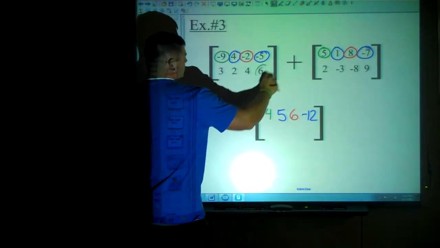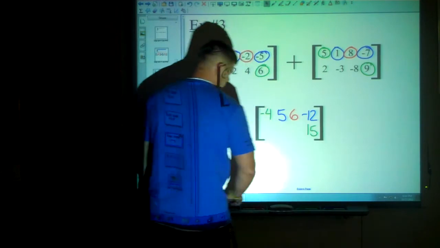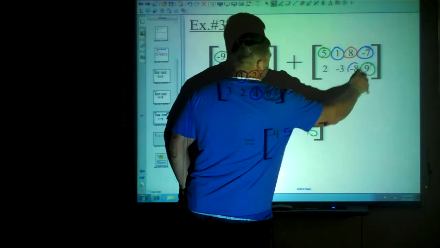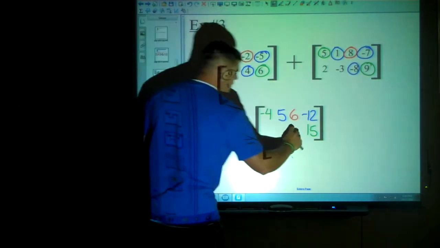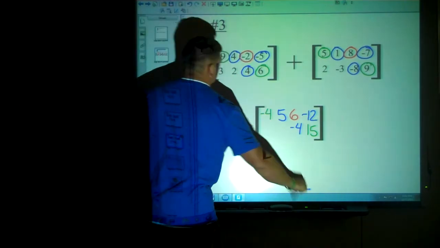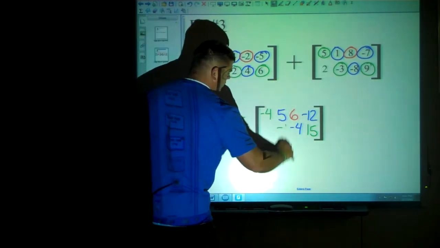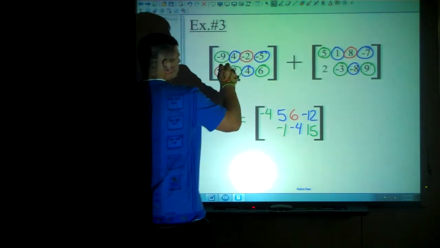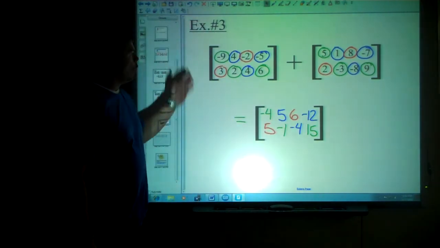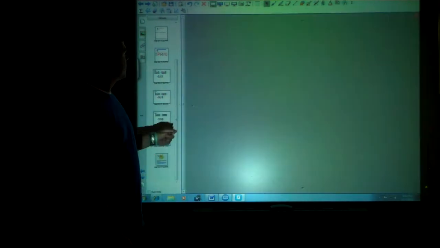We then have this 6 and this 9 add together to make 15. We have this 4 and this negative 8. There are 4 more negatives than that positive. And then we take this 2 and this negative 3. There's 1 more negative than there is positive there. And lastly, 3 plus 2 makes a 5. So even though there are more columns, we can still solve it the exact same way.